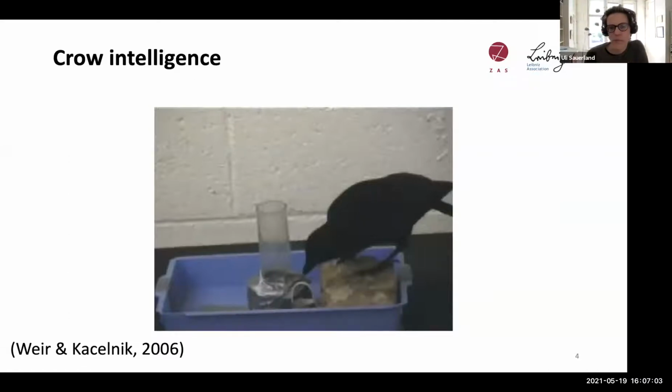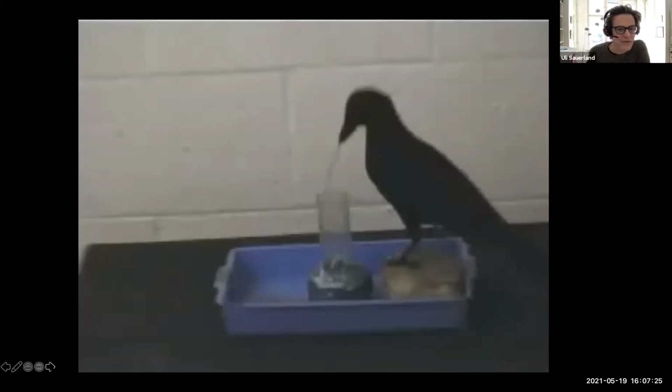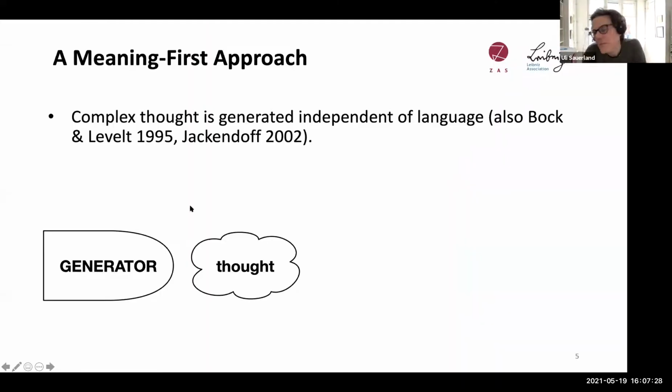You see that this is purposeful behavior, and it seems to rely on a conditional thought: if the rod was bent, I could pull up the bucket and get the food. That would be a complex thought. So that at least motivates us to explore alternatives to the standard T model view.